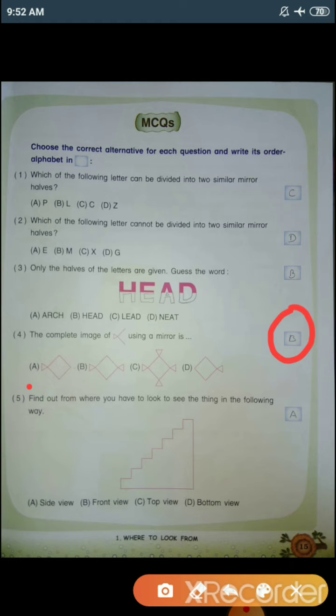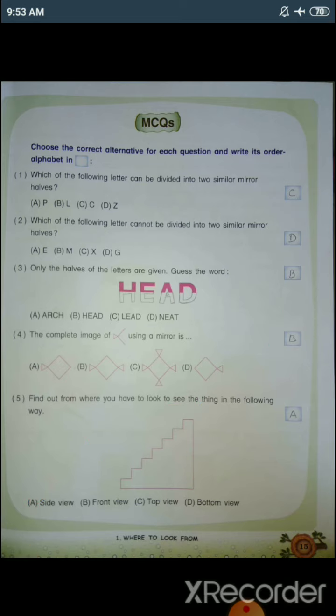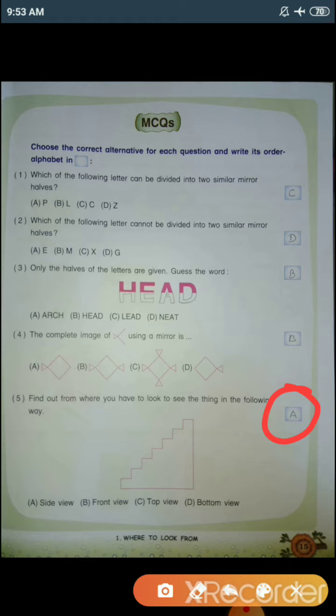Now number 5, find out from where you have to look to see the thing in the following way. You can see here one staircase is given. From which side can you see the stairs to look like this? From the side view we can see stairs shaped like this. So option A is your answer and you need to write it in this box.